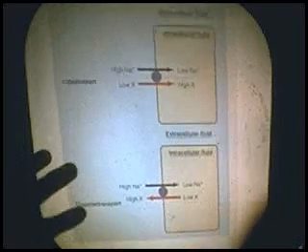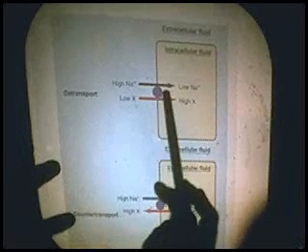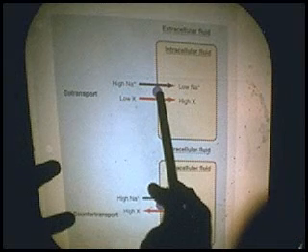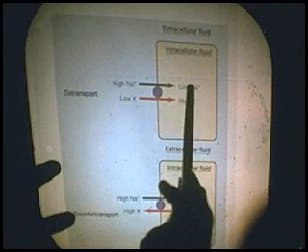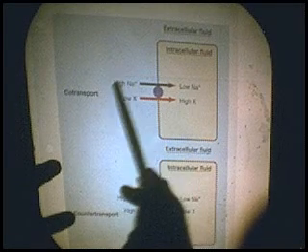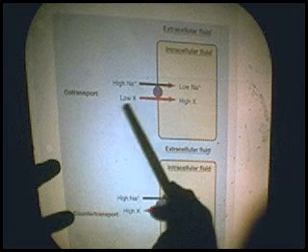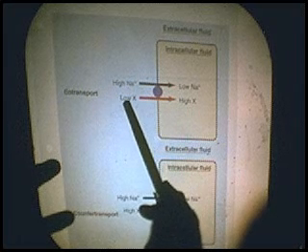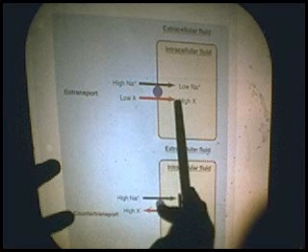So what's happening with secondary active transport is you've got a transporter that is going from high to low, carrying something from high to low, usually sodium, and the solute then just sort of hitches a ride.